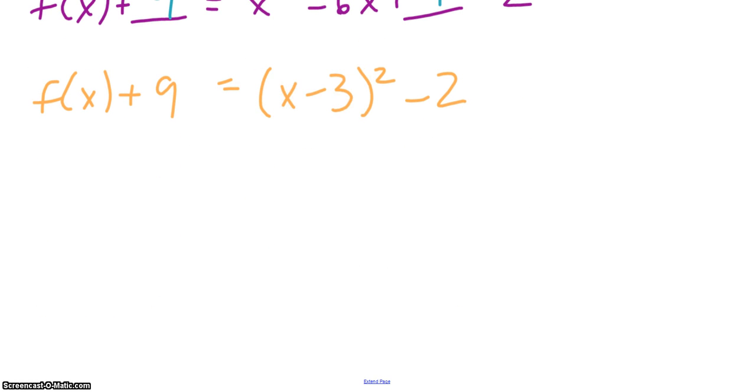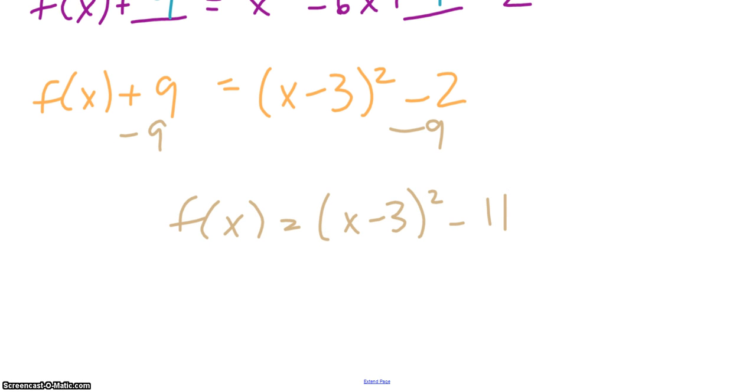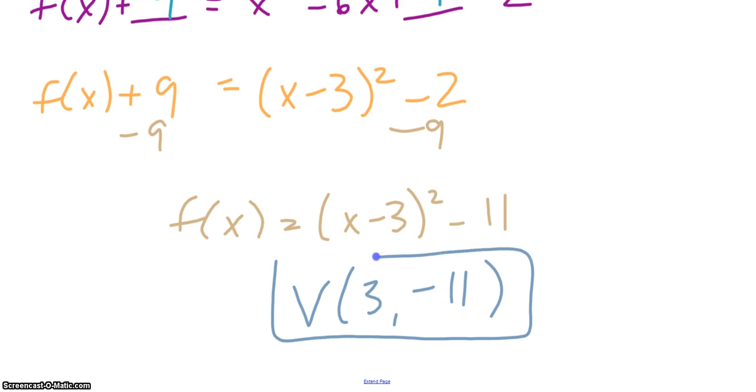So we're almost in the form we need, but I got to get f of x by itself. So to get f of x plus 9, I got to subtract 9 from both sides. f of x equals x minus 3 squared minus 11. So the vertex here is actually going to be positive 3, negative 11, and that is the vertex.